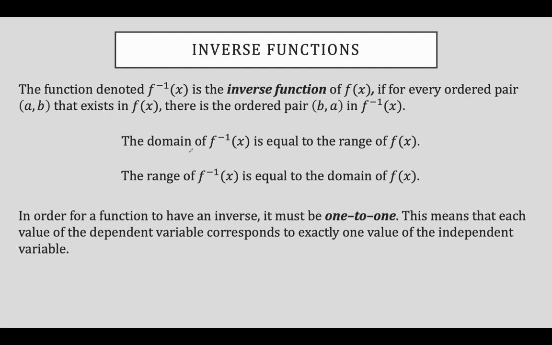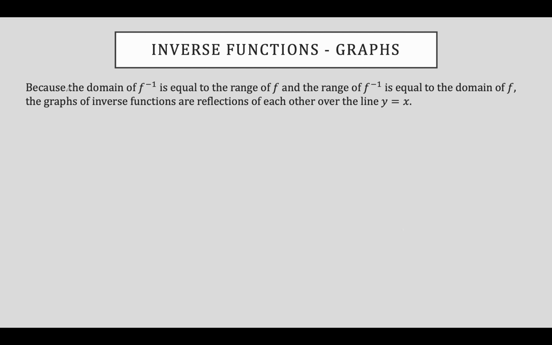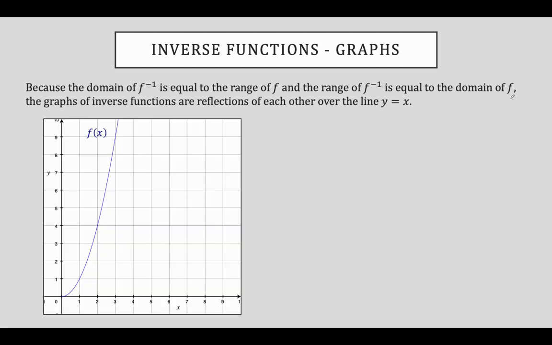That meant that the domain of f inverse of x was equal to the range of f of x, and the range of f inverse is equal to the domain of f of x. Now, not every single function had an inverse. In order for a function to have an inverse, it must be one-to-one, meaning that the function must pass the horizontal line test. Graphically speaking, because the domain of f inverse is equal to the range of f, and the range of f inverse is equal to the domain of f, the graphs of inverse functions are reflections of each other over the line y equals x.